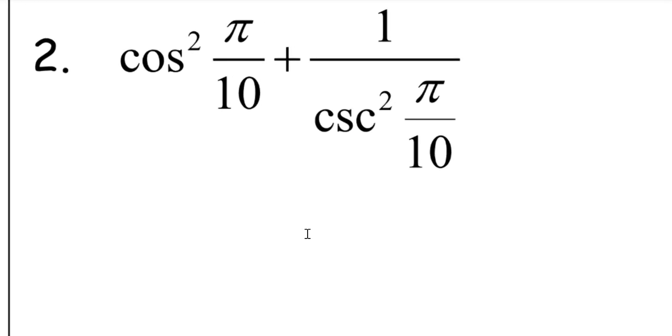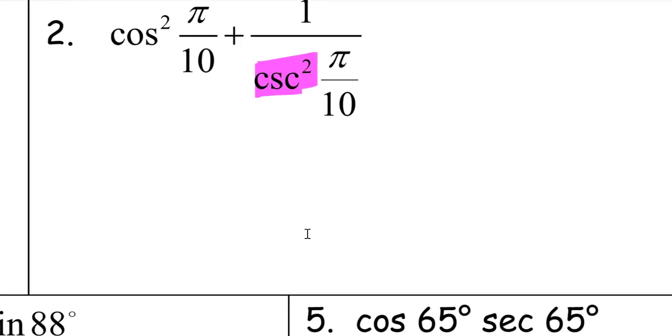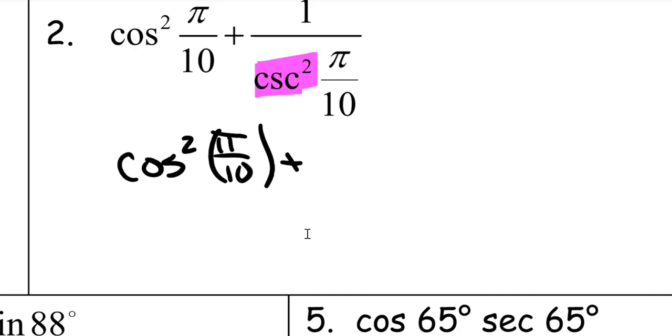We got some fractions here. Now, again, you want to analyze the angles. They are both pi over 10, so that's pretty good. So now we look at cosine squared and cosecant squared. Now, cosecant squared, what is the reciprocal function for cosecant? That's right, it's sine squared. So we would rewrite this as cosine squared of pi over 10, and then 1 over cosecant squared pi over 10 becomes sine squared of pi over 10.